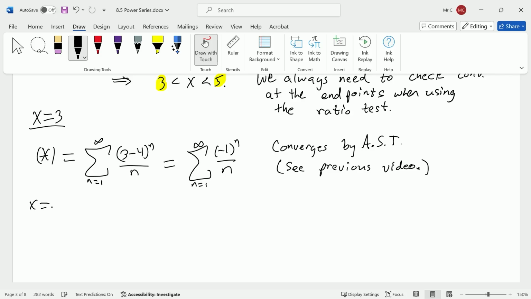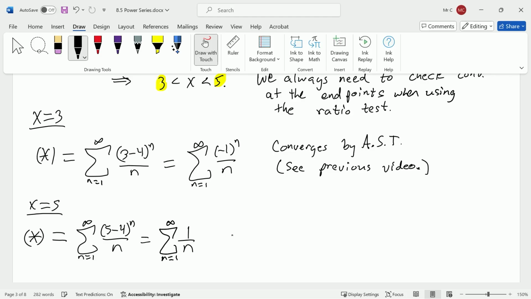What about at the other endpoint of my interval, x equals 5? What do we get? We get the sum from n equals 1 to infinity of (5 minus 4) to the nth power over n. 5 minus 4 is 1, and 1 to any power is still 1. So this is 1 over n, and this diverges because it's the harmonic series. We've already proven that one.